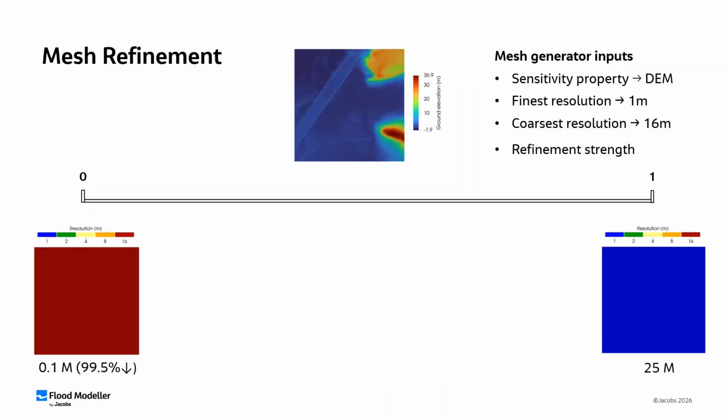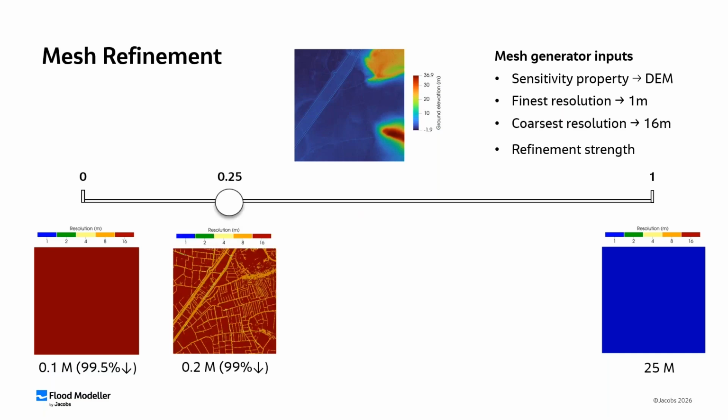You could start off on the far left-hand side with a really coarse cell size, say a 60-meter cell size, all the way down to a 1 meter cell size on the right-hand side. That's going from 100,000 cells to 25 million cells. You need to find the sweet spot in the middle, and that's what AI Mesh helps you to do.